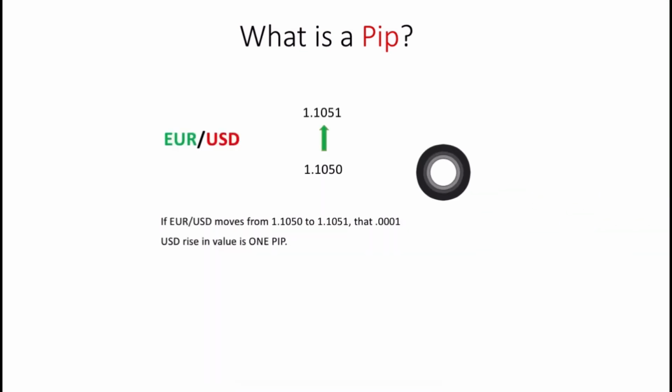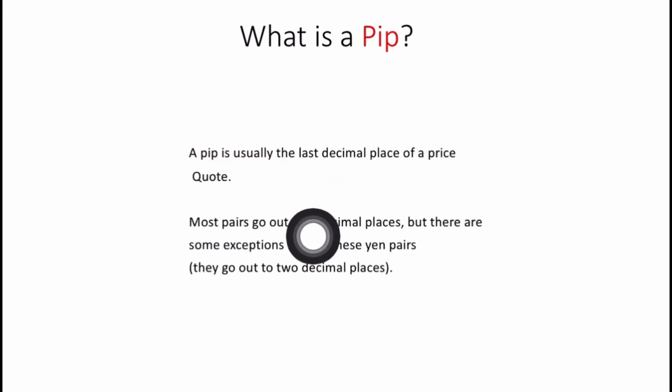Let's go back here. You see this one here and there is 0 here. So this change to 1 is the last decimal place, which we call a pip. Most pairs go out 4 decimal places, but there are some exceptions like the Japanese yen pairs. They go out 2 decimal places.